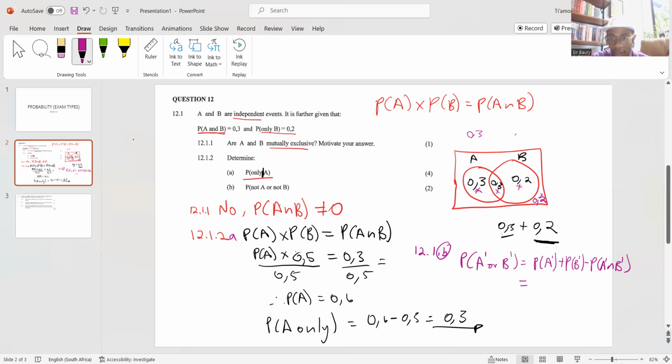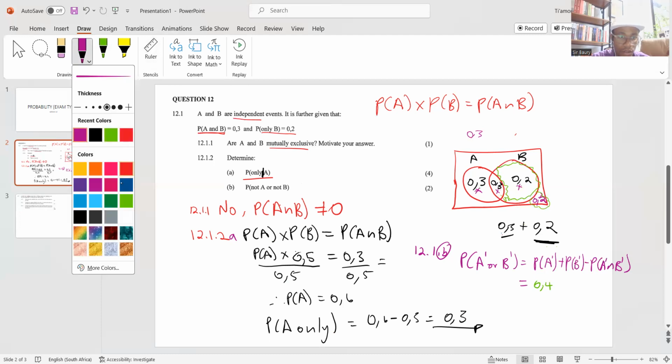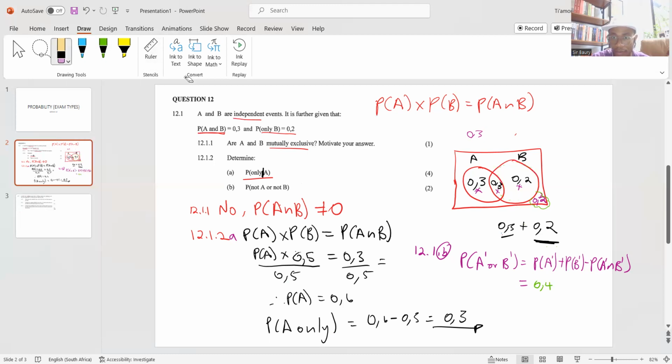So the probability of not A is whatever is not A. So it has to be B only, and this remaining 0.2. So I'm going to have 0.4. That's what's not A. Then let's look at what's not B. So whatever is not B, it's this thing here and this whole thing here. That's not B. So plus 0.5 minus.